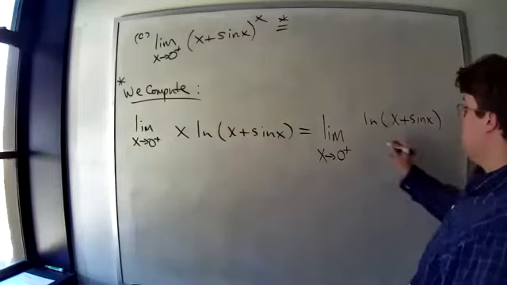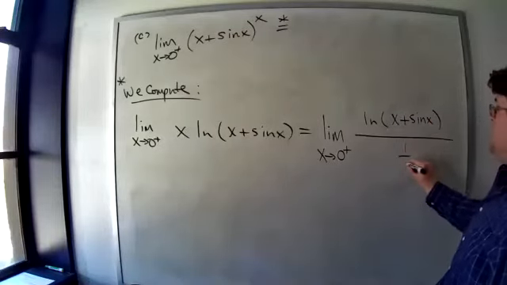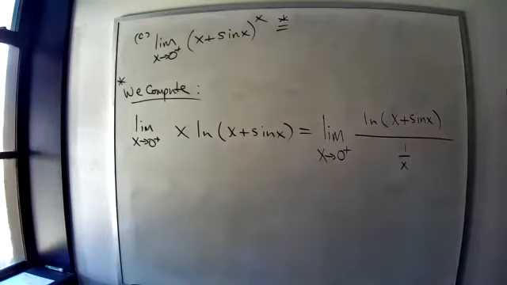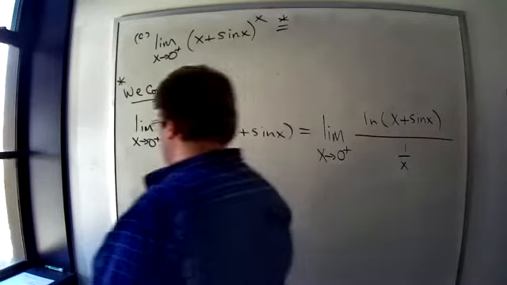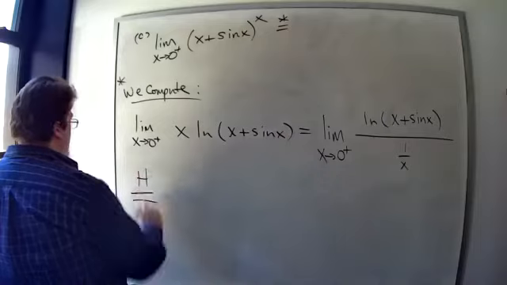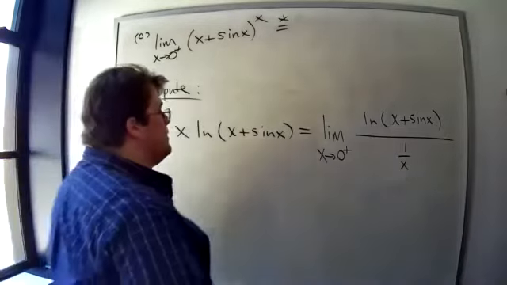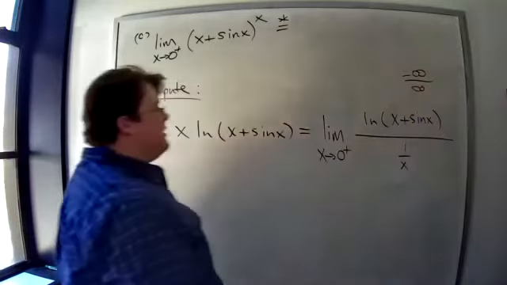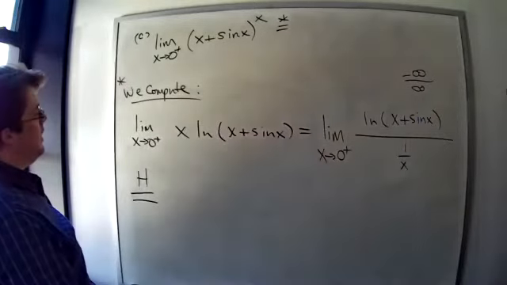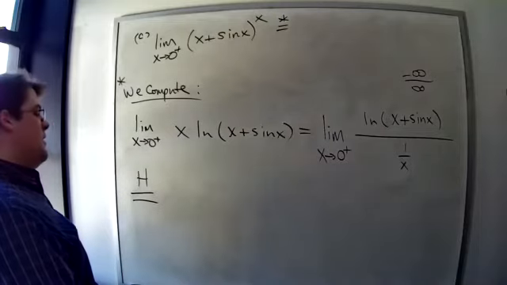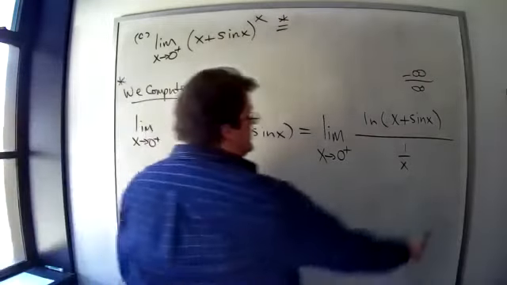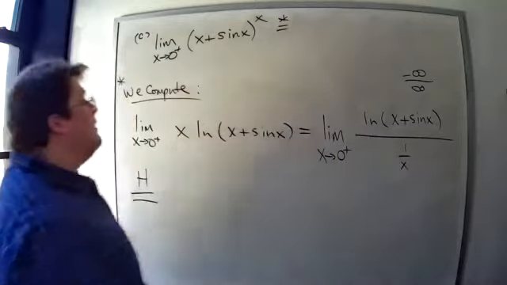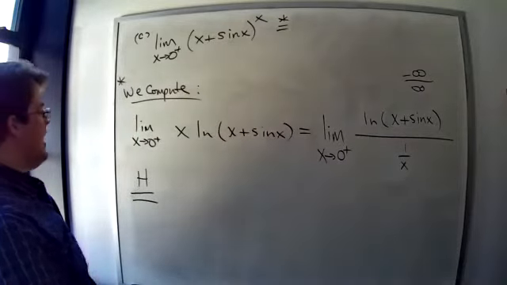And leaving the logarithm in the numerator, put the x in the denominator, it becomes a 1 over x, because this right now equals that. As x approaches 0 from the right, this is negative infinity over infinity. Log x as x approaches 0 from the right goes to negative infinity, and this denominator goes up to positive infinity. And L'Hopital's rule does apply.